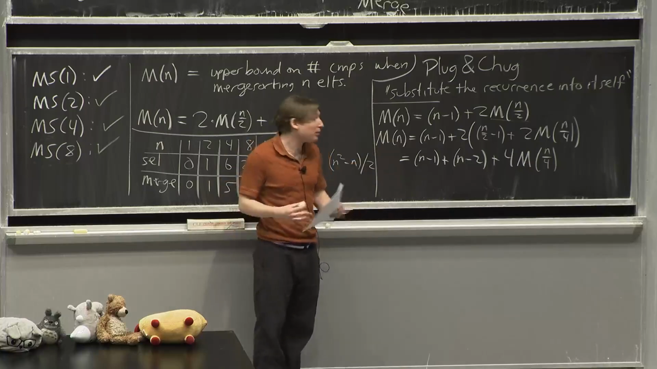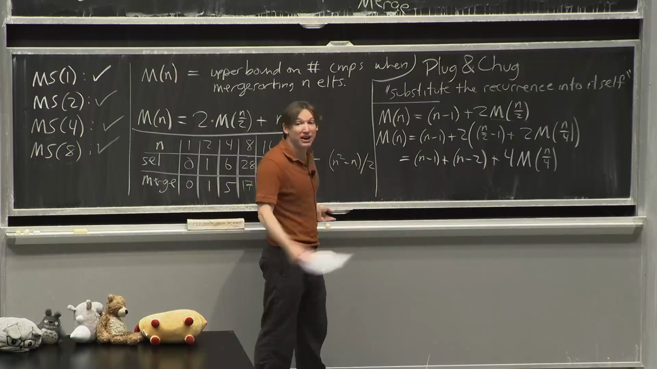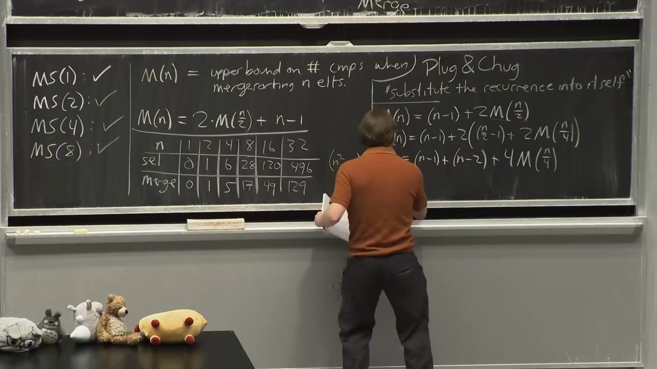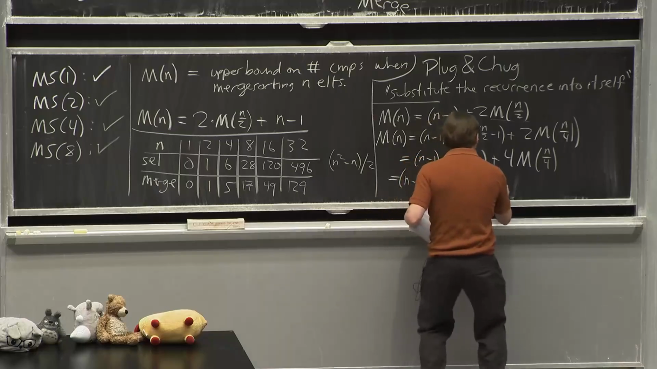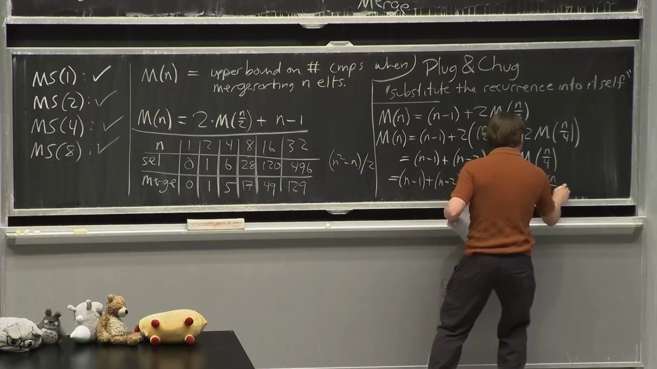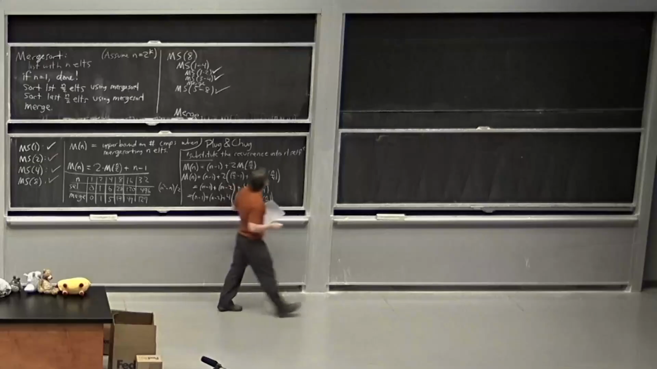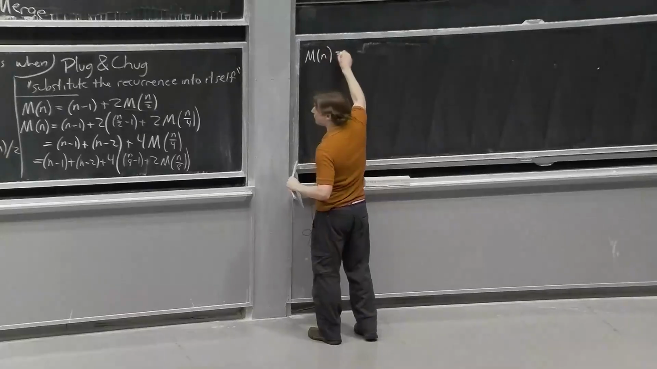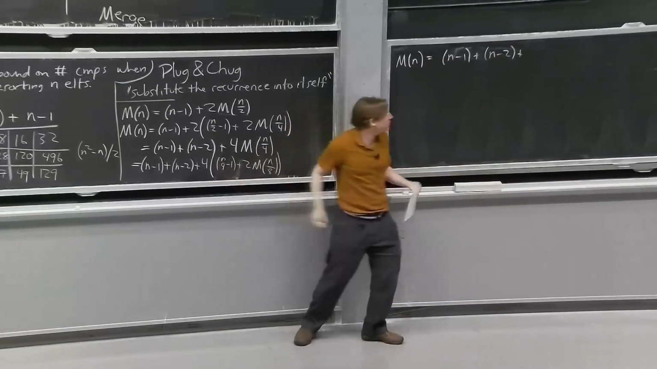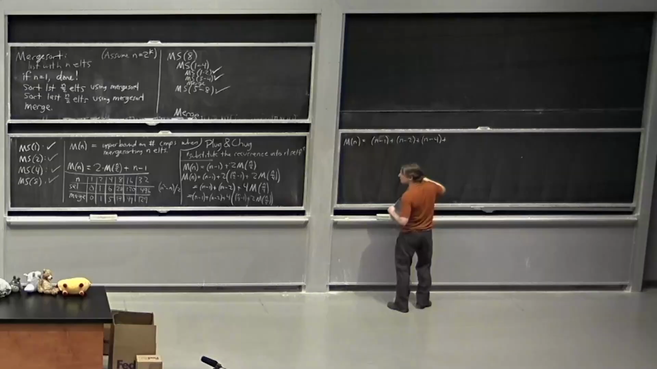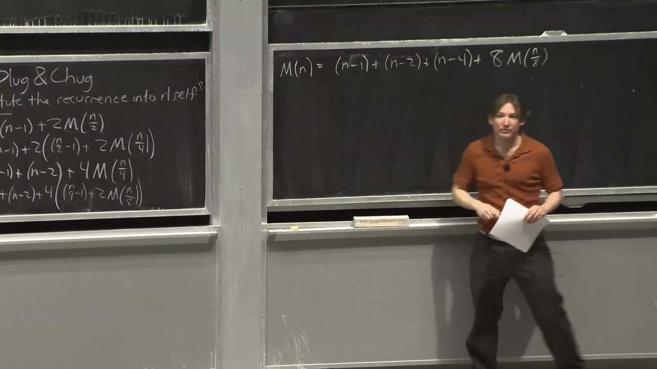All right, so we expanded it out one step. And now we have this recurrence, which still describes the same sequence. And we can do it again. Let's do it again. This is n minus 1 plus n minus 2 plus 4 times (n over 4 minus 1 plus 2 times M of n over 8). Pretty sure I did that right. We can expand that out a little bit. So M of n is still equal to n minus 1 plus n minus 2 plus, and now we have 4 times this, which is going to give us n minus 4. Plus, there's a 4 and a 2, we have 8 times M of n over 8. All right?